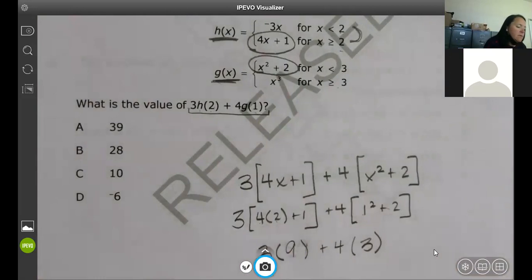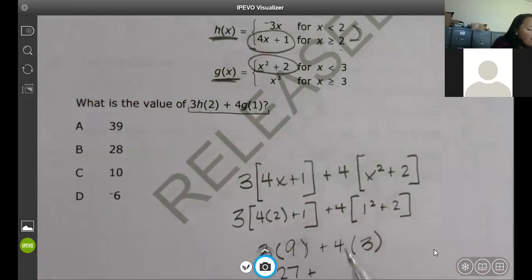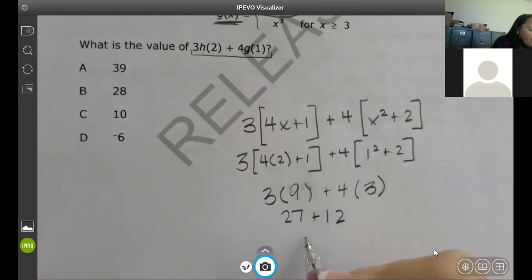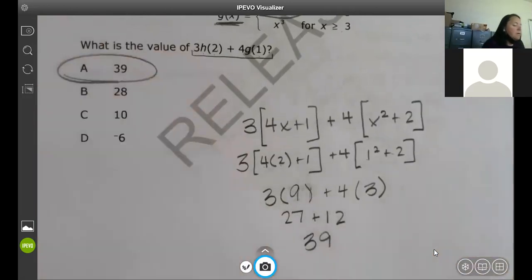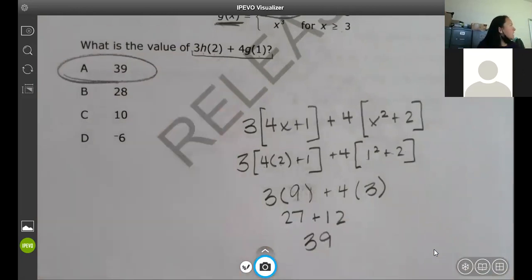3 times 9 is? 27. If you don't know that at this point, you can use your calculator. 4 times 3 is? 12. What is 27 plus 12? That's your answer. That's it. Okay, you're going to get a lot where you have to work them out like this as well. But they're really easy. They're not hard once you know what you're doing.